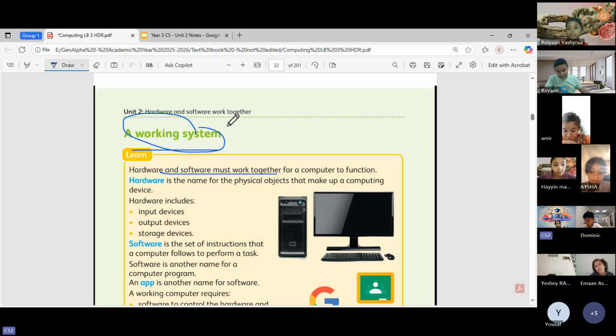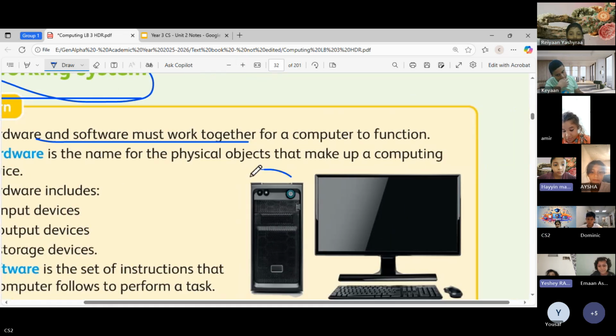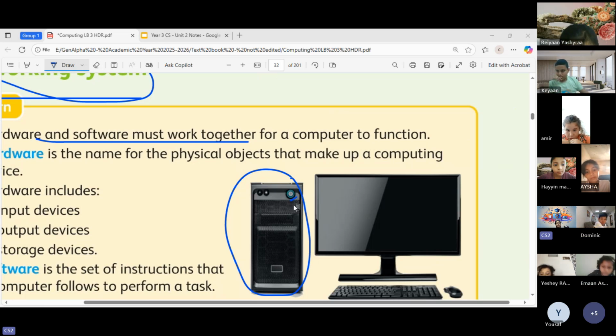So can you see a CPU here? You need to press this button to switch on the computer. When you press this button, there will be some software, some program inside that CPU. That program will run. Then only the computer will switch on, then only the monitor will switch on. If you don't have that program, our computer will not work.